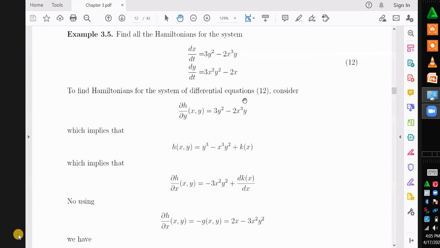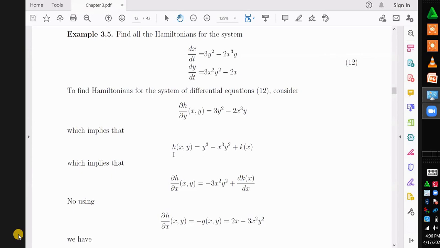So you can see dx by dt is partial h over partial y. So just consider this partial h over partial y is 3y square minus 2x cube y. Now integrate this partially with respect to y. So you can see h is y cube by 3 minus x cube y square plus some k depending on x, because this is just partial integration.